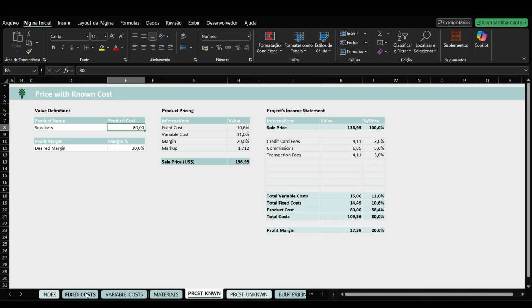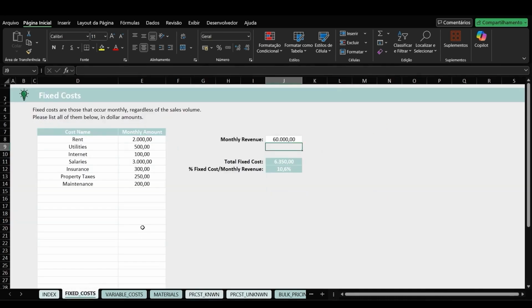So, look, there's a tab here for fixed costs. Here, you will need to fill in all the fixed costs of your business. What defines a fixed cost? A fixed cost is one that, whether you sell one pair of sneakers, 1,000 pairs, 10,000 pairs, or no pairs at all, will remain the same. So, it's a fixed cost. I'm talking about the rent for your space. I'm talking about the amount you pay for internet. I'm talking about the amount you pay for salaries. So, all these costs are fixed.